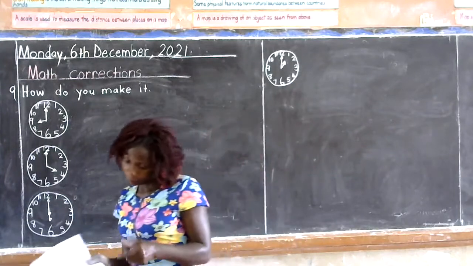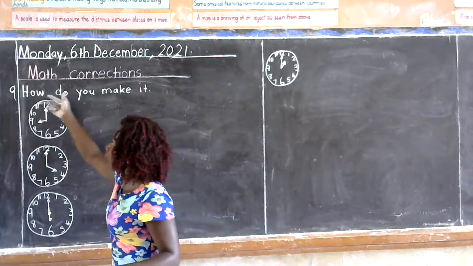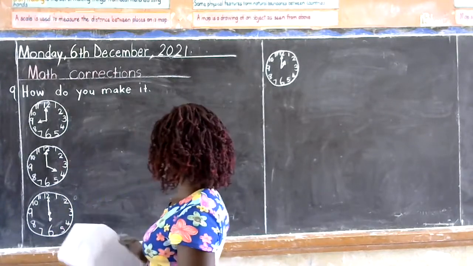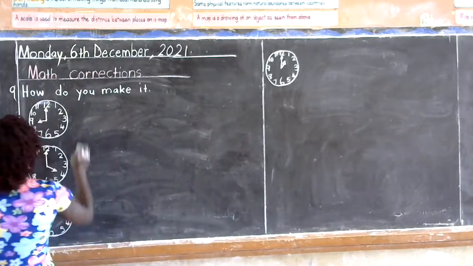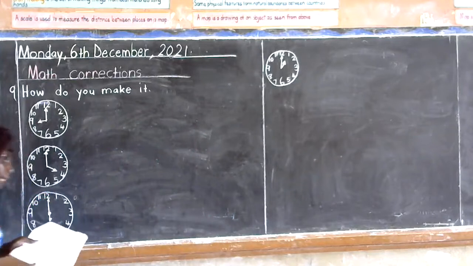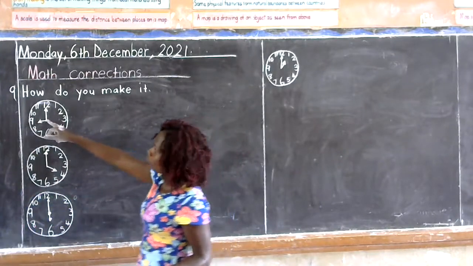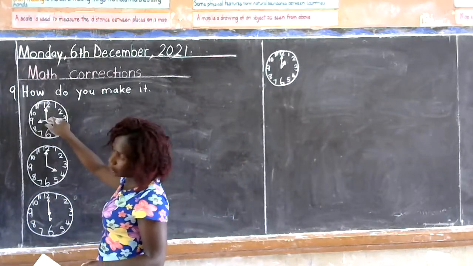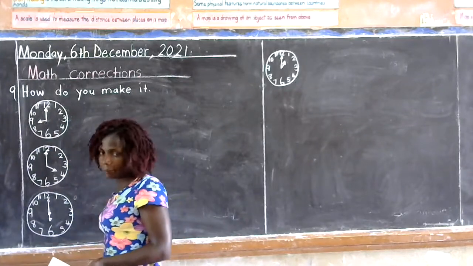So friends, when they give you a question like this, how do you make it? We are supposed to tell the time. So what is the time? We said last time that when you are telling the time, when this long hand is pointing 12, this short one is the one that tells the time. Now, what is the time, friends?